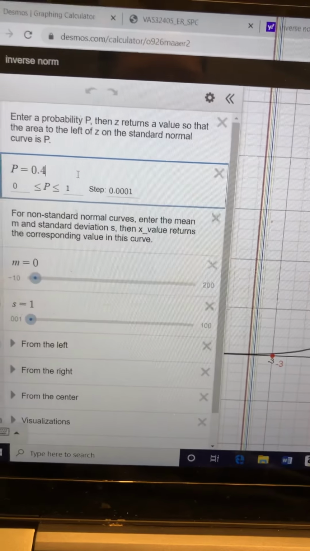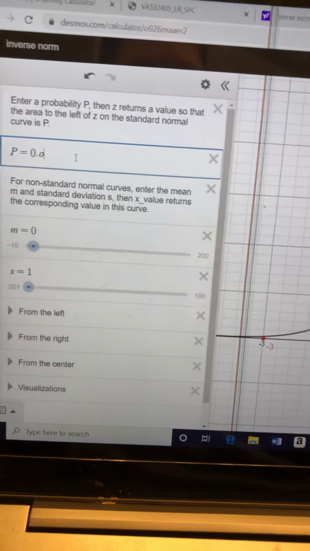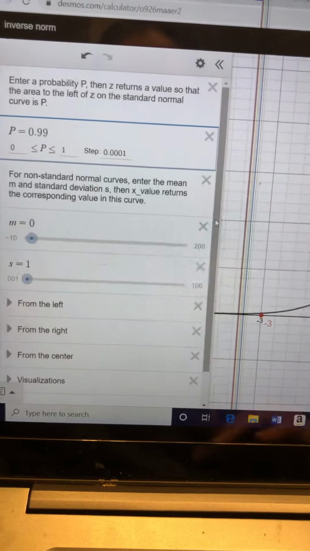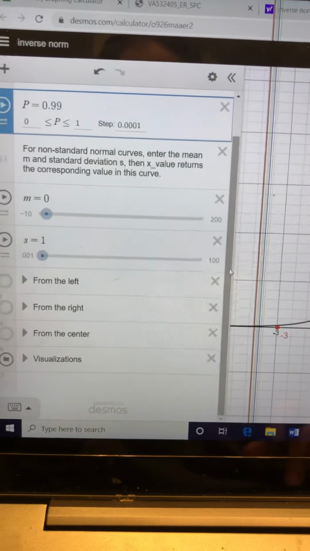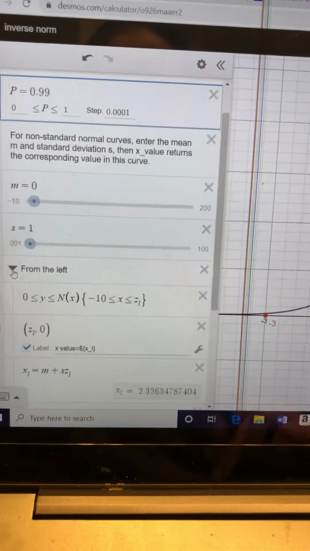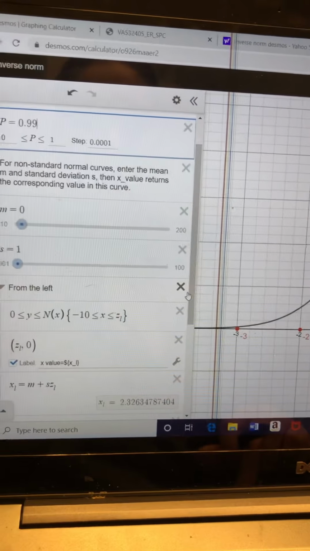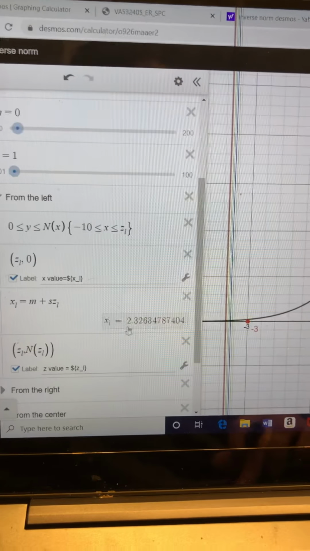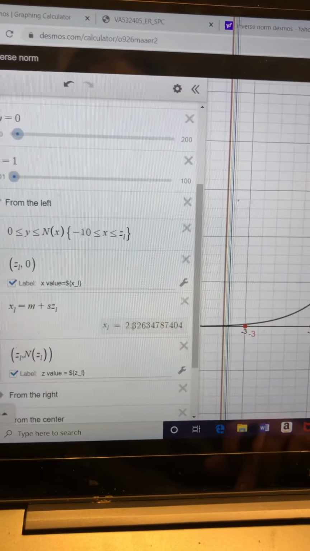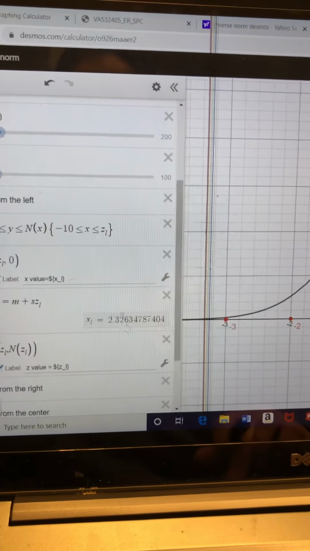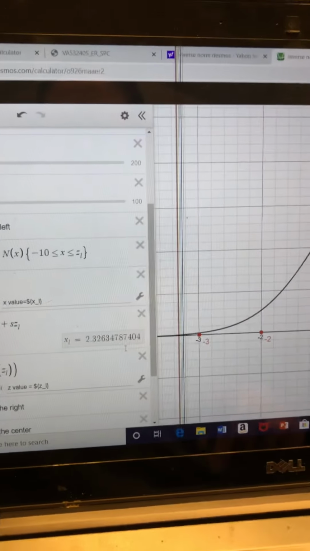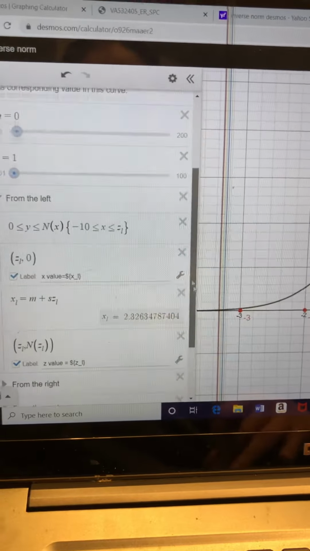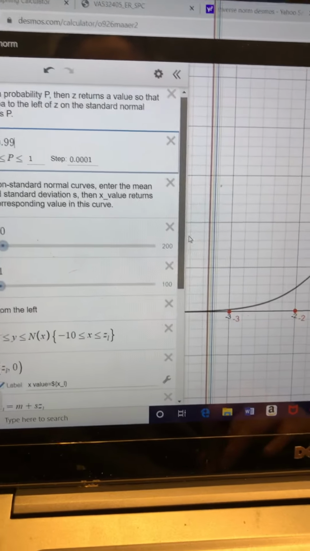So I'm going to enter 0.99, that's what I was trying to do. And then you find Z, let me think about where it was. Here it is, down here, it says XL, and it says it's 2.33. That's Z, that's what we got. So it gives you the same answer this program does. You just have to sort of search for it.